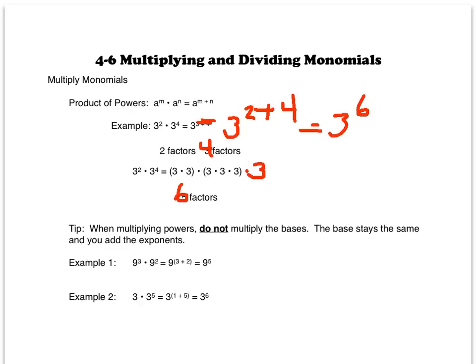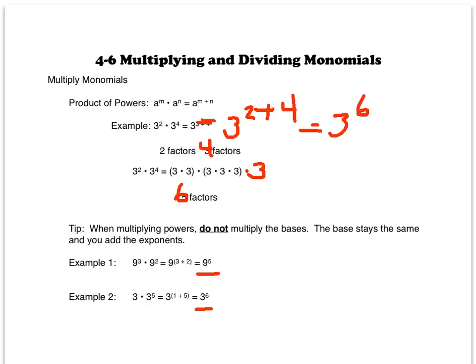Let's look at another example. 9 to the third power times 9 to the second power equals 9 to the 3 plus 2 equals 9 to the fifth power. A second example shows us that 3 times 3 to the fifth power equals 3 to the 1 plus 5 equals 3 to the sixth.